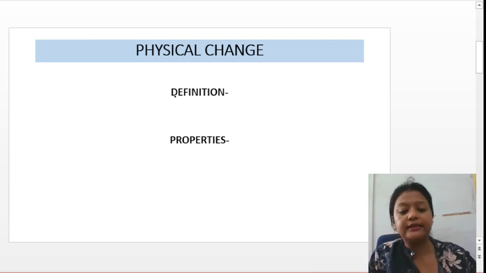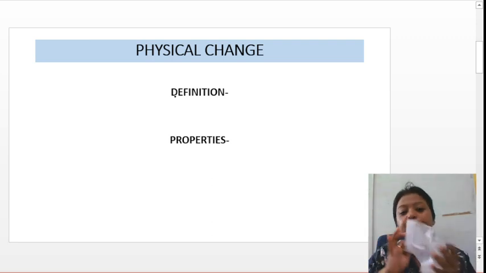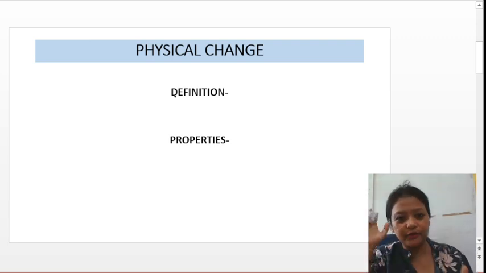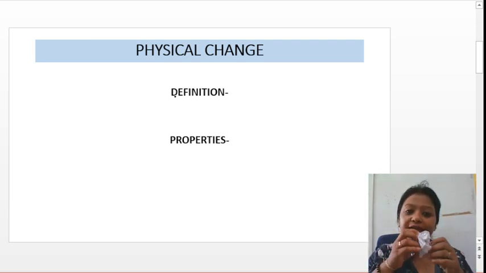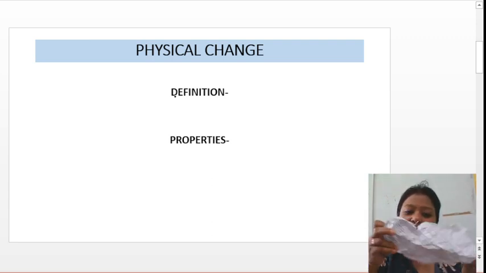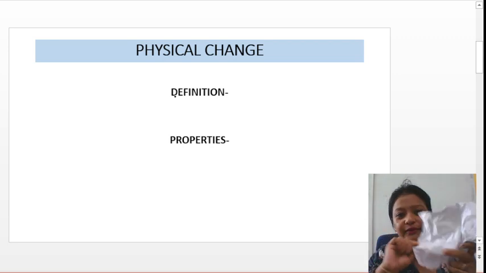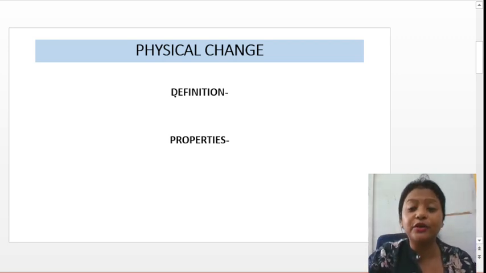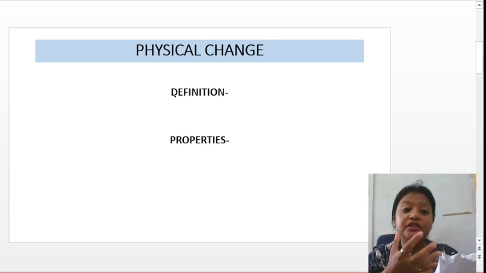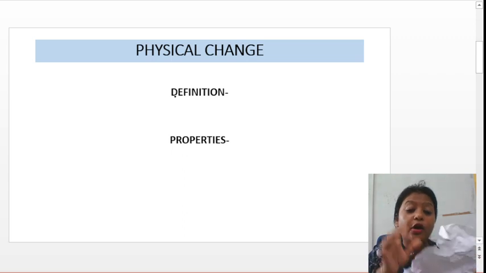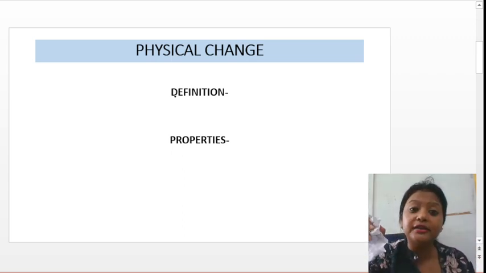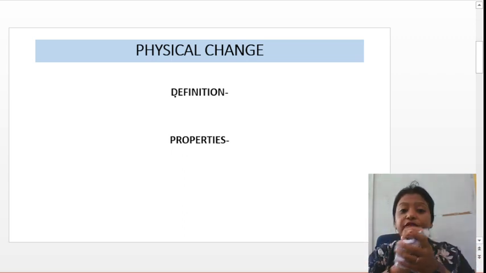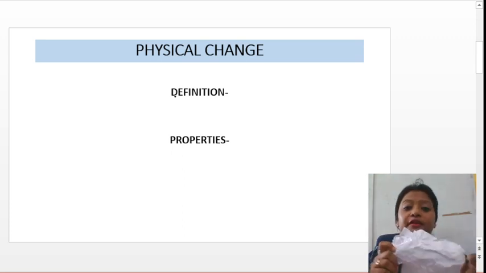Now, an example I'll take here. See this. This is a paper, right? I crush this paper. Okay, I've crushed it. But then again, if I open it, it's the same paper, right? This is a physical change because you can observe the change. It is observable. Okay. Also, it is reversible. You have wrapped it, you have crushed it, and again you have opened it.